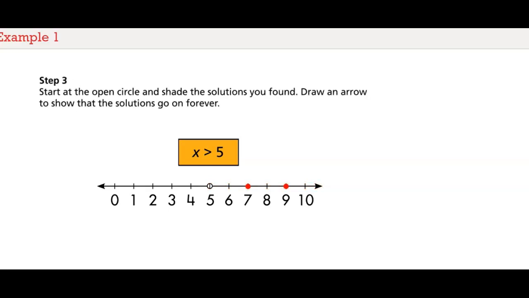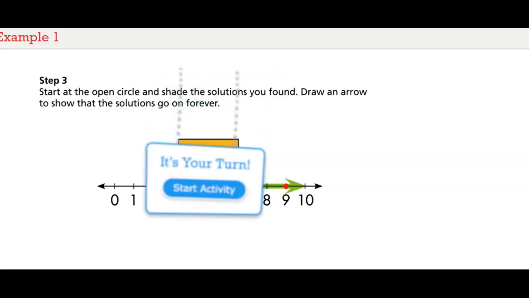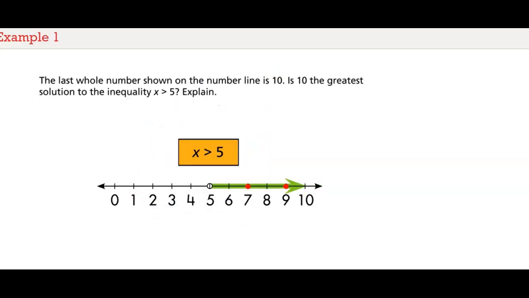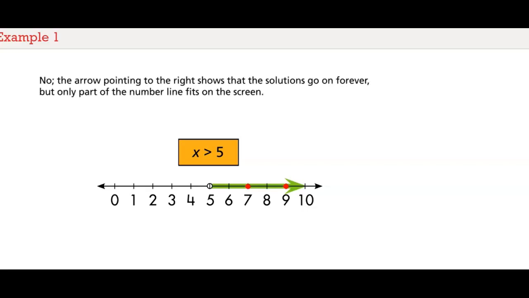Step 3. Start at the open circle and shade the solutions you found. Draw an arrow to show that the solutions go on forever. The last whole number shown on the number line is 10. Is 10 the greatest solution to the inequality x is greater than 5? Explain. No, the arrow pointing to the right shows that the solutions go on forever, but only part of the number line fits on the screen.